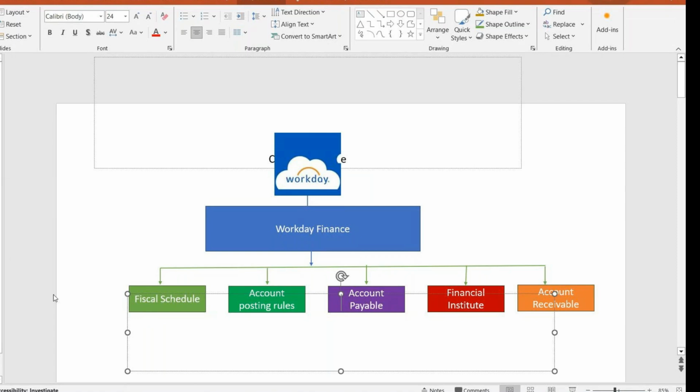So this fiscal year also consists of the fiscal posting rules. There are some fiscal periods. How fiscal periods are created, how the fiscal year is created, how to create the initial fiscal year or last fiscal year or current fiscal year, those things will be covered under this fiscal schedule and tax structure.